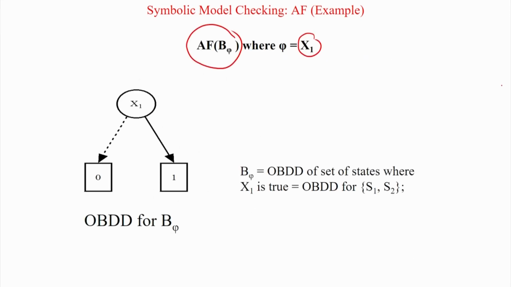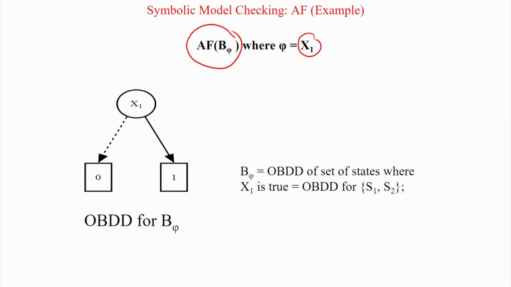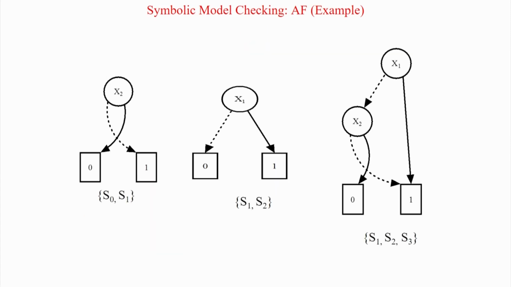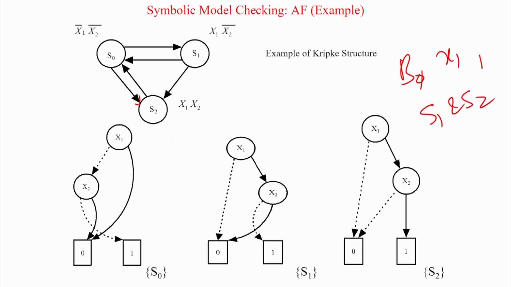So, now we inherently have in our mind that on all paths in future, x1 is satisfied by all the states of that Kripke structure, but let us do it symbolically. So, first what do we require? The first thing we require is the set of all states, that is B of phi, where x1 is true. We have already shown that x1 is true in states S1 and S2.